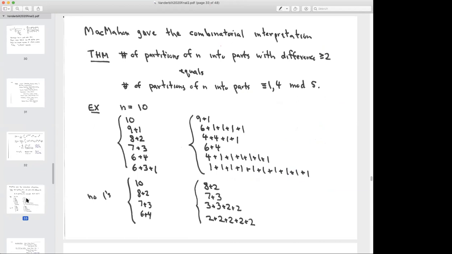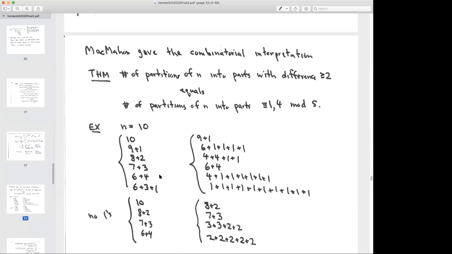Well, but MacMahon gave the combinatorial interpretation in terms of partitions. So here's his interpretation. He said, the number of partitions of n with difference at least 2 equals the number of partitions of n into parts congruent to 1 or 4 mod 5. So here I took n equal to 10. Here are the parts that differ by at least 2. And here are the parts which are 1, 4, 6, or 9. The second one has no 1s in it. And then 2, 3, 7, 8.